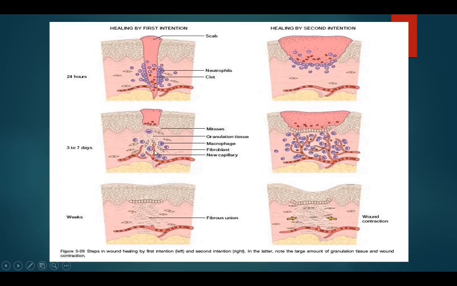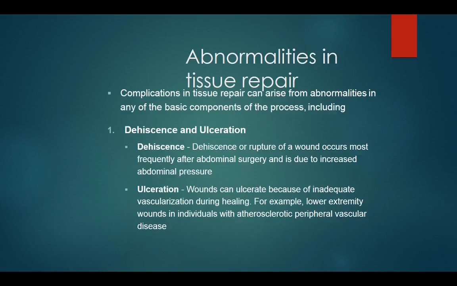And this you can see, there is less fibrin deposit, and normal tissue will be formed in a few weeks to months. And then in second intention healing, a lot of tissue destruction will be there, a lot of fibrosis will be there. So what are the abnormalities in tissue repair?